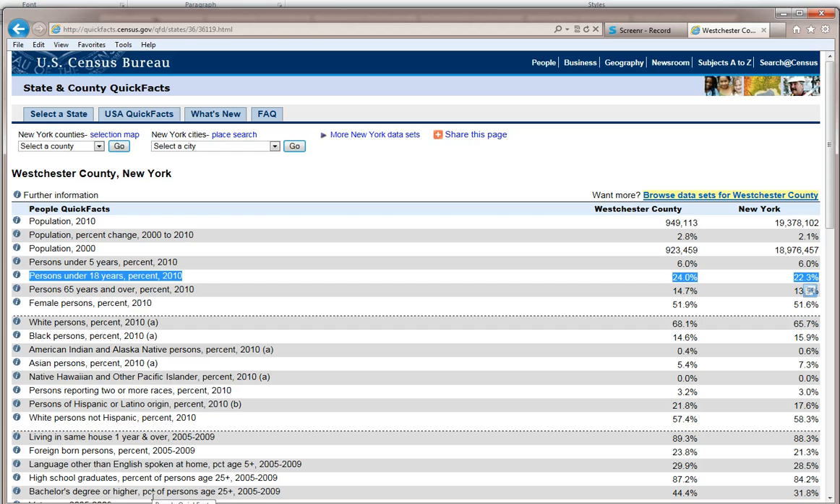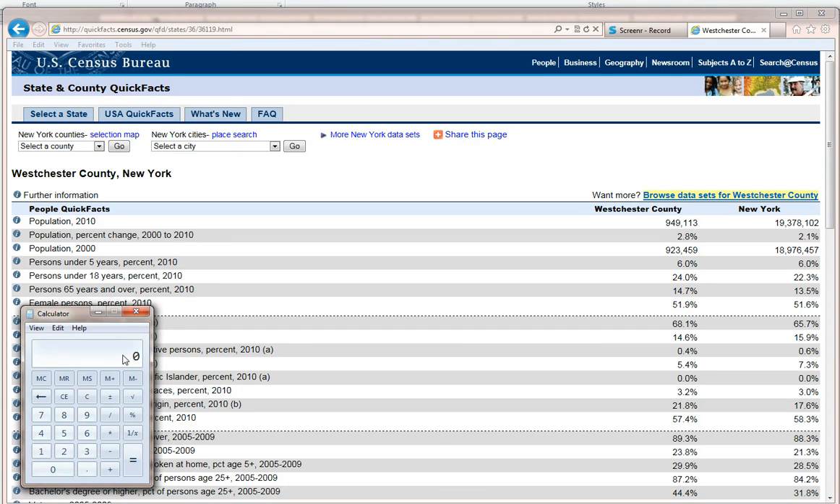Okay, first of all, we know what the population of the county was in 2010, 949,113, as you can see right here. Okay, we also know the census collects how many people are under the age of 18. Okay, and it's 24%. So if I want the adult population, it's just the reverse of that, 76%. So let's get out our handy dandy calculator. Let's type in 949,113, times that by 0.76, and there's the adult population of Westchester County.